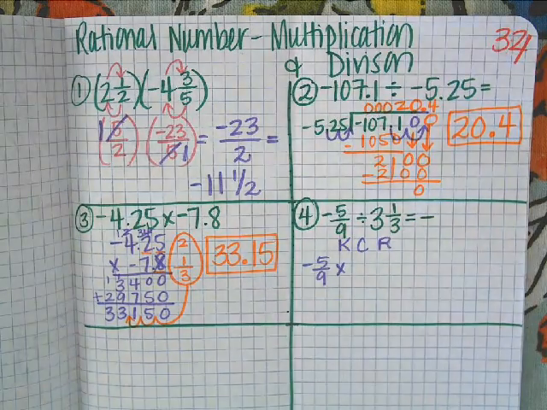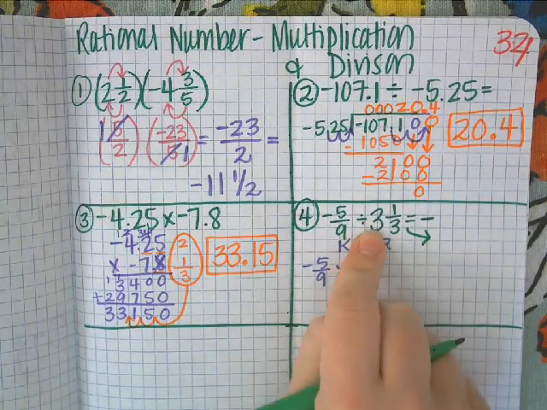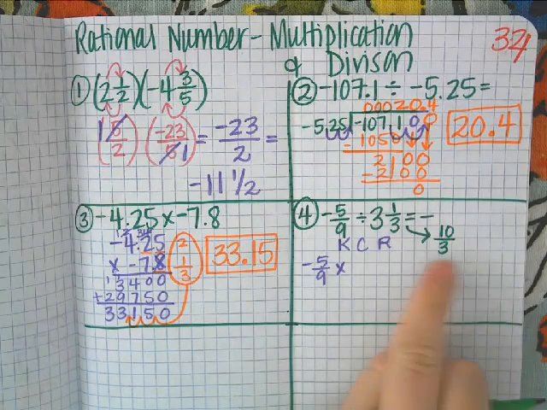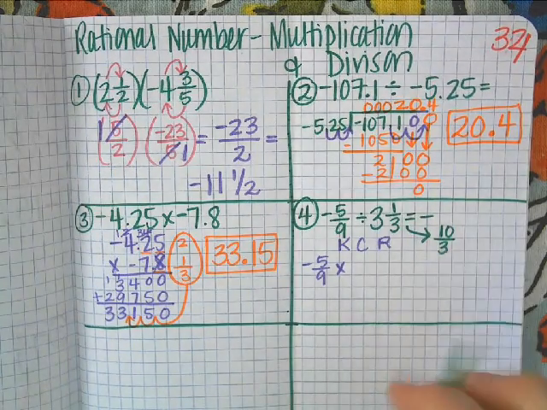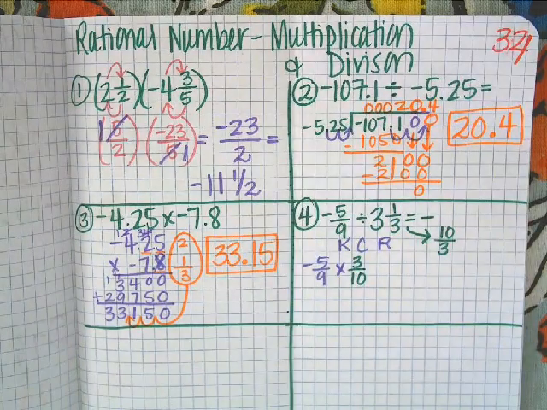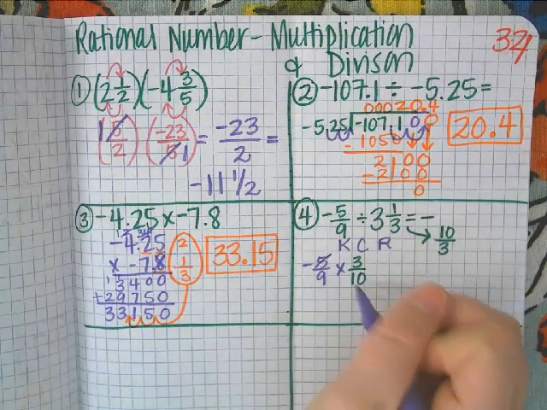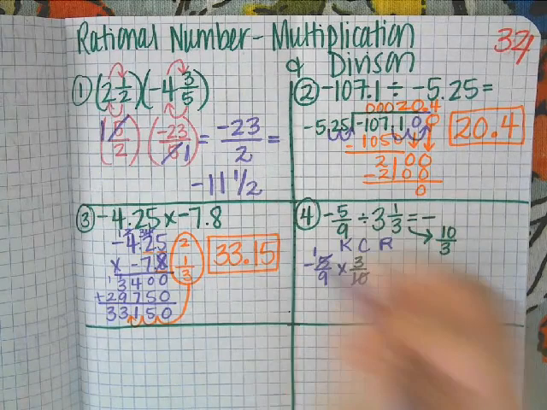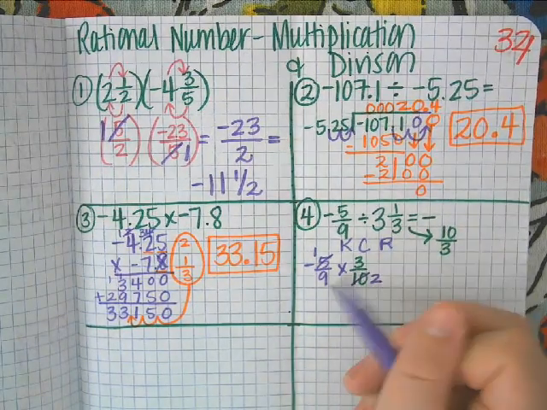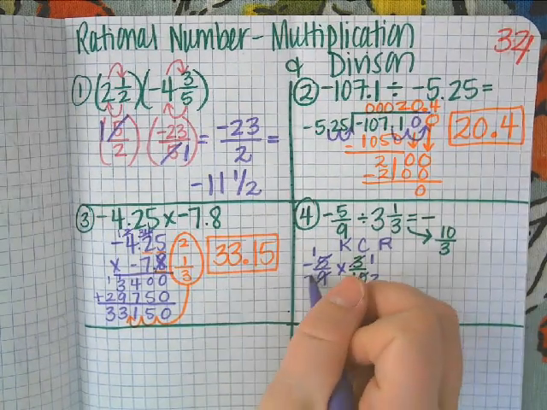Before I can do the reciprocal, I need to change it into an improper fraction. 3 times 3 is 9, plus 1 is 10, so I have 10/3. What is the reciprocal of 10/3? That's going to be 3 over 10. Now that I've got my problem set up, I'm going to do some cross simplifying. 5 and 10 are both divisible by 5, so 5 divided by 5 is 1, 10 divided by 5 is 2. 3 and 9 have 3 in common. 3 divided by 3 is 1. 9 divided by 3 is 3.